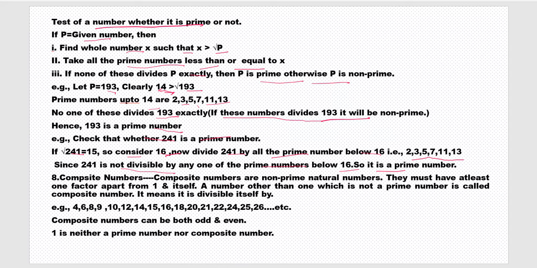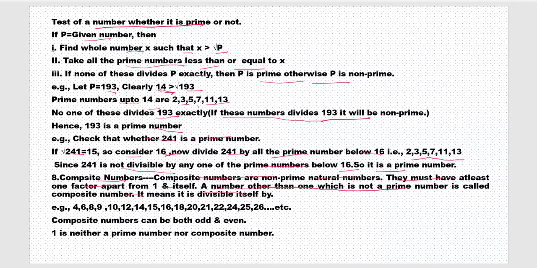Composite numbers. Next is composite numbers. Composite numbers are non-prime natural numbers. They must have at least one factor apart from 1 and itself. A number other than 1 which is not a prime number is called a composite number. What is a composite number? Composite numbers can be both odd and even numbers.